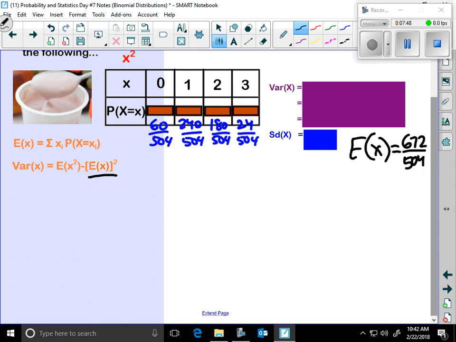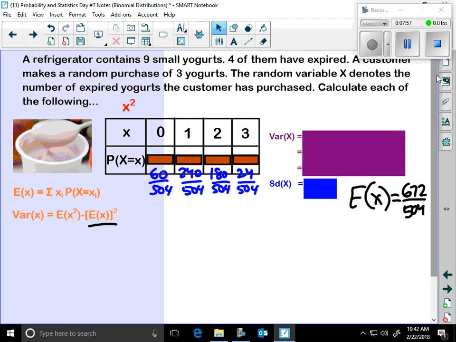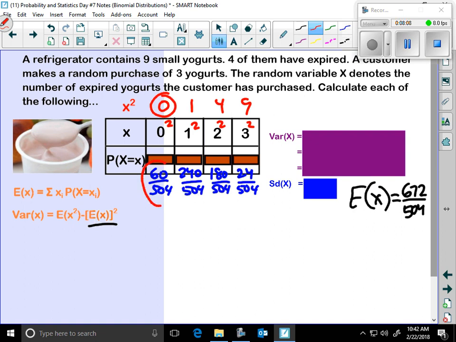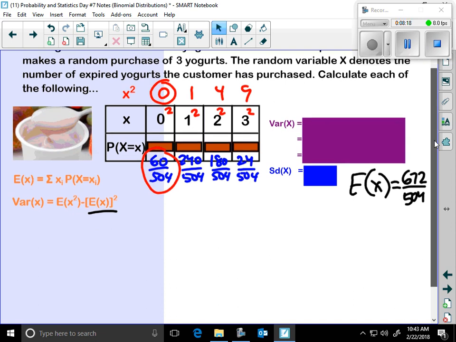So let's talk about the expected value of X squared. Here's what we do for expected value of X squared. It's just a quick manipulation. All I do is I square this number, and then I take that number times our probability to get the expected value of X squared. Make sense? So let's do that relatively quickly. Somebody have a calculator available.